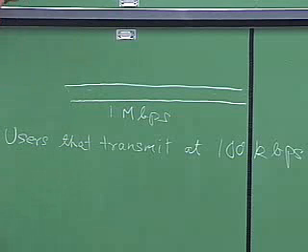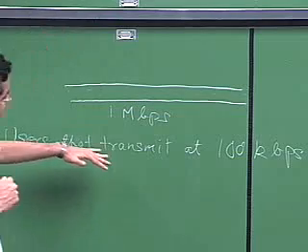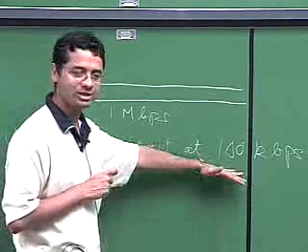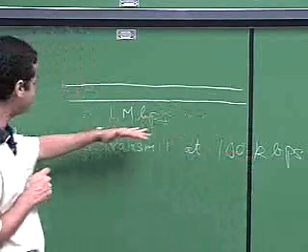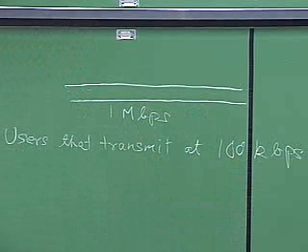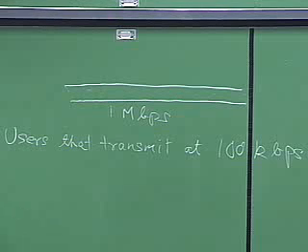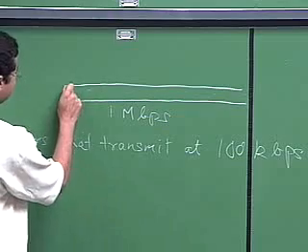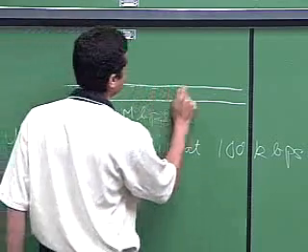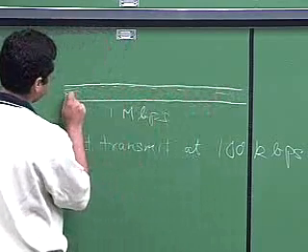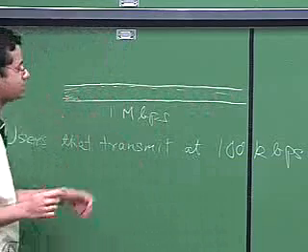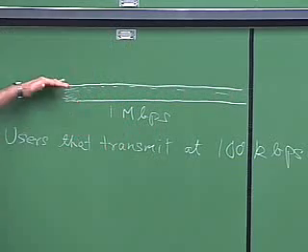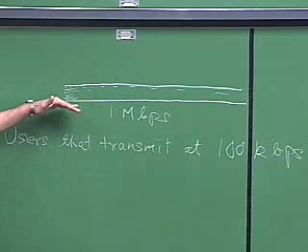So if you have circuit switching and your users, you know that they transmit when they're transmitting at 100 kilobits per second. To guarantee this 100 kilobits per second, how many users can you support? You can support 10 different users. So you can slice up this 1 megabits per second into 10 different slots.